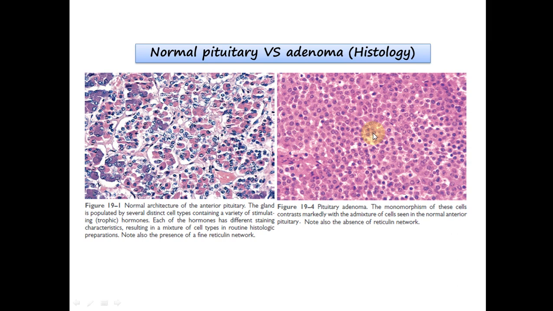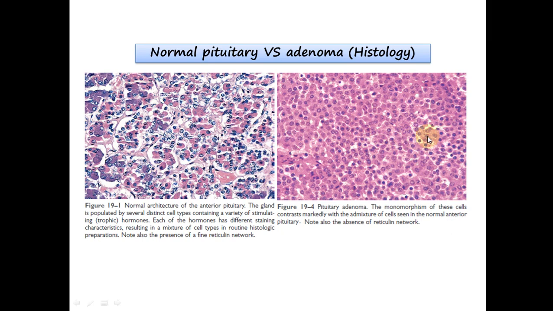But in an adenoma, which may involve only one type of trop cells, for example, somatotrop cells, lactotrop cells, or gonadotrop cells. If it involves the acidophilic trop cells, it will appear pink, and this pink colored cytoplasm of the cells will be uniform. However, the nuclei may be uniform or they may be pleomorphic, with different appearance of different nuclei.